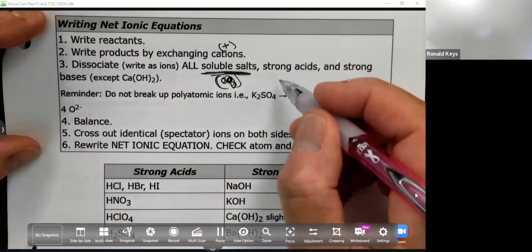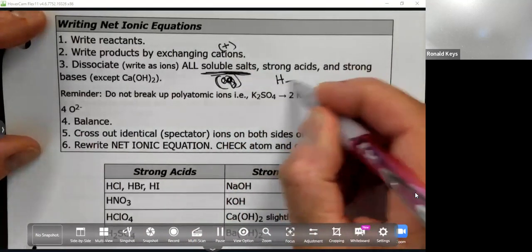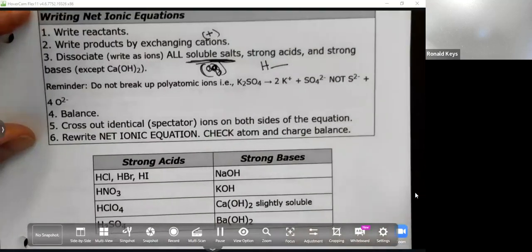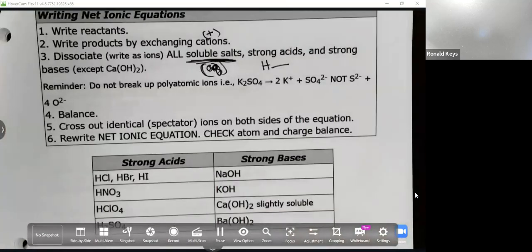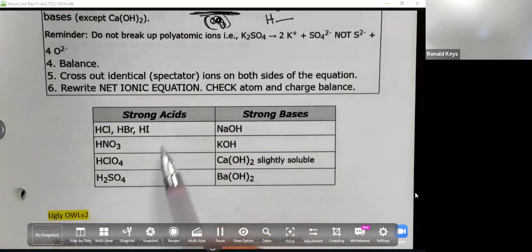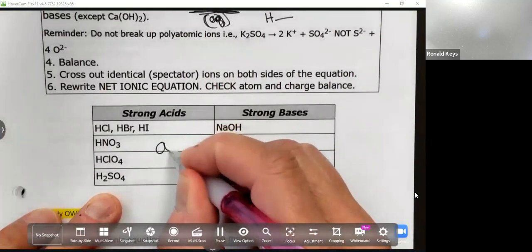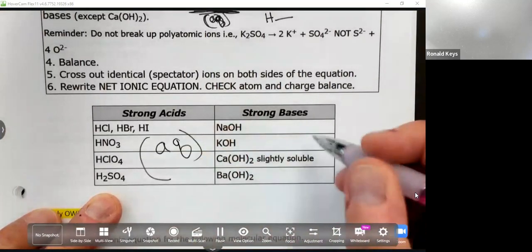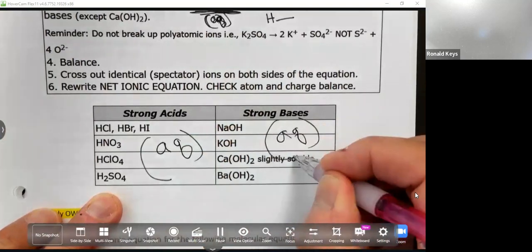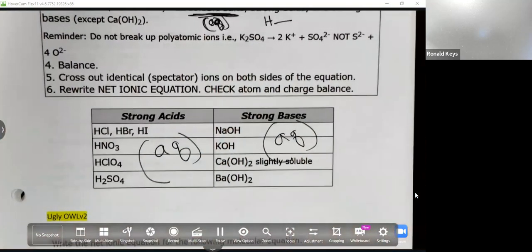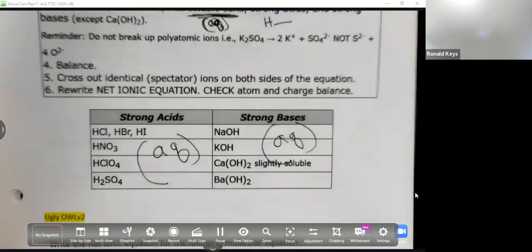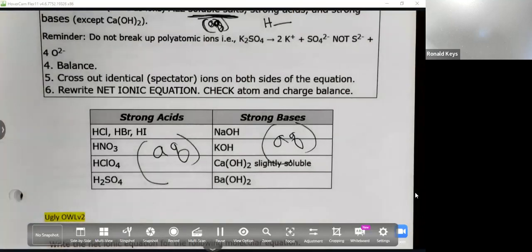Strong acids. How do you know we have an acid? It starts with hydrogen, right? And strong bases. Now, how do you know if you have a strong acid or base? This is what your textbook considers strong acids and strong bases. Again, what this means is we're going to split these up as aqueous ions. You're just going to split them up.